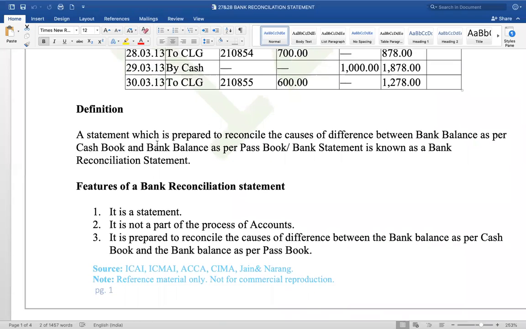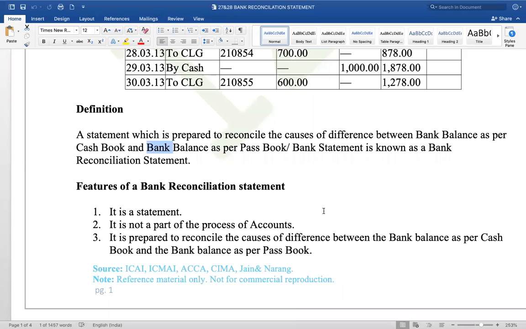Now, a statement which is prepared to reconcile the causes of differences between the bank balance as per cash book and the bank balance as per passbook. Now look at this one. Bank balance as per cash book, bank balance as per passbook. In simple words, balance as per cash book, balance as per passbook. Balance means it is bank balance only. Okay, right. What are the features of this bank reconciliation statement?